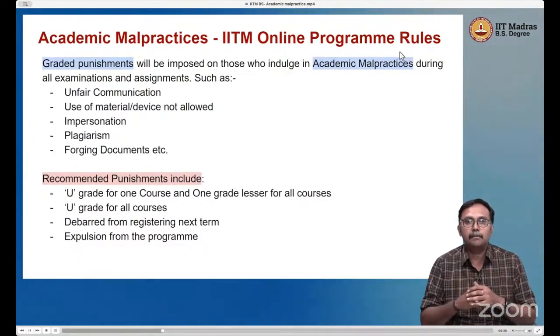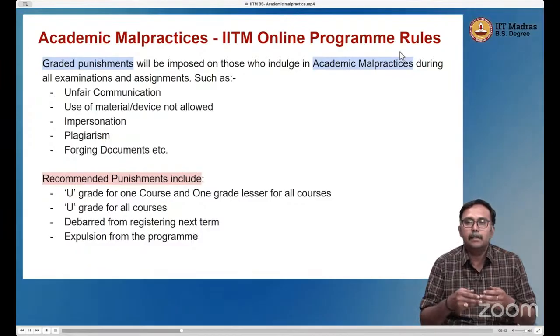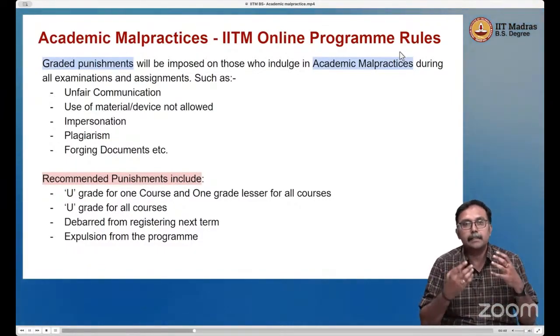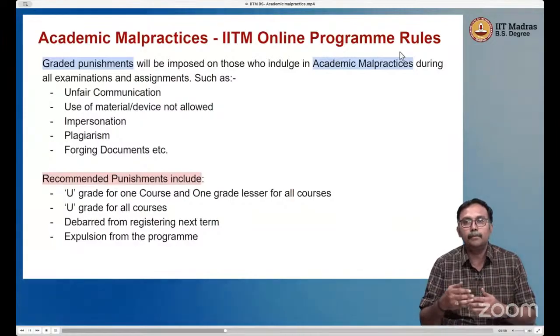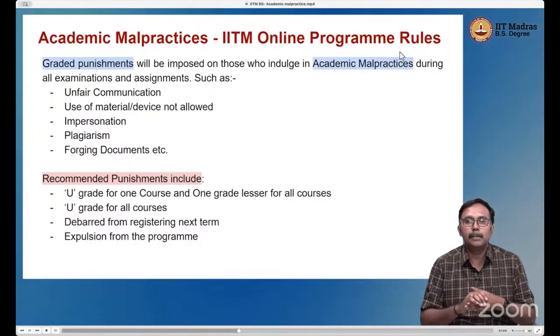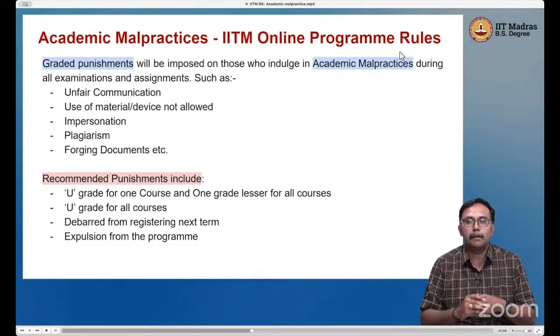So some of the academic malpractices are listed here, which are unfair communication, use of material or devices which is not permitted, impersonation, plagiarism, forging of documents, etc. This is not a comprehensive list, so there are many other activities which would be deemed as academic malpractices. A comprehensive list will be sent to students every time there is an exam. This document is also available on your dashboard, so you will be able to see which activities are considered to be academic malpractices.